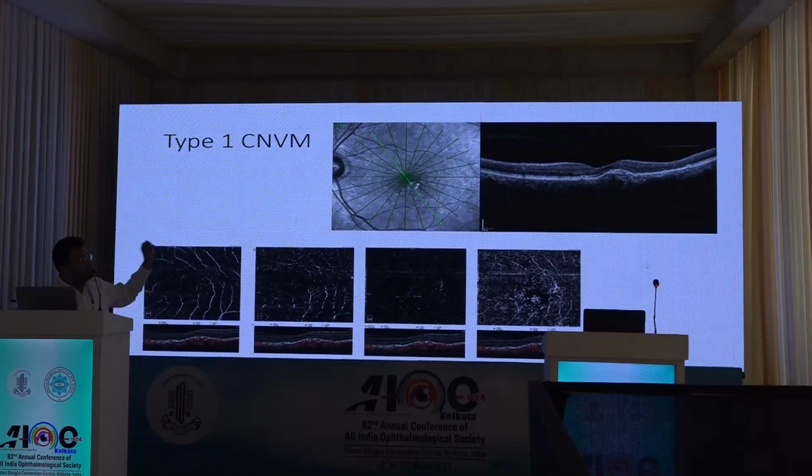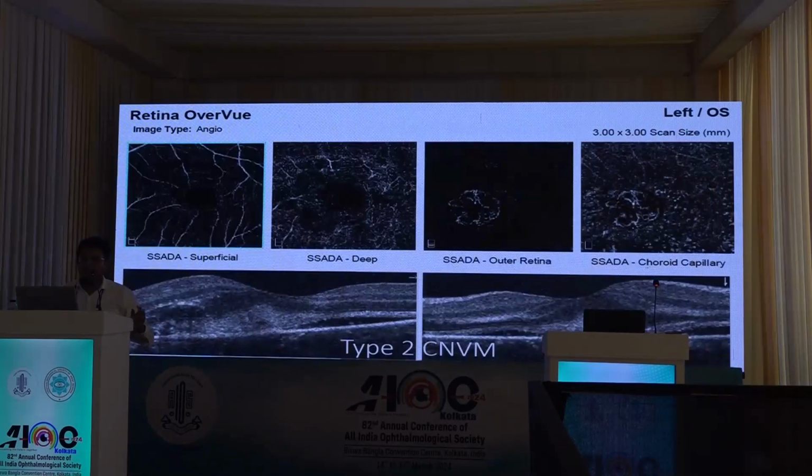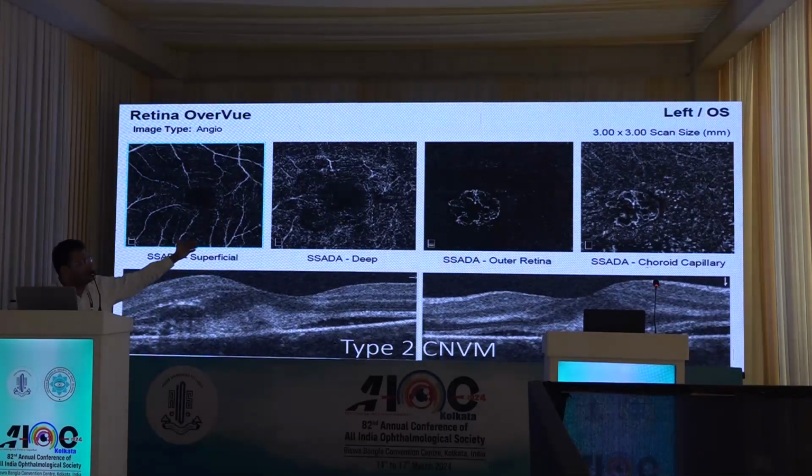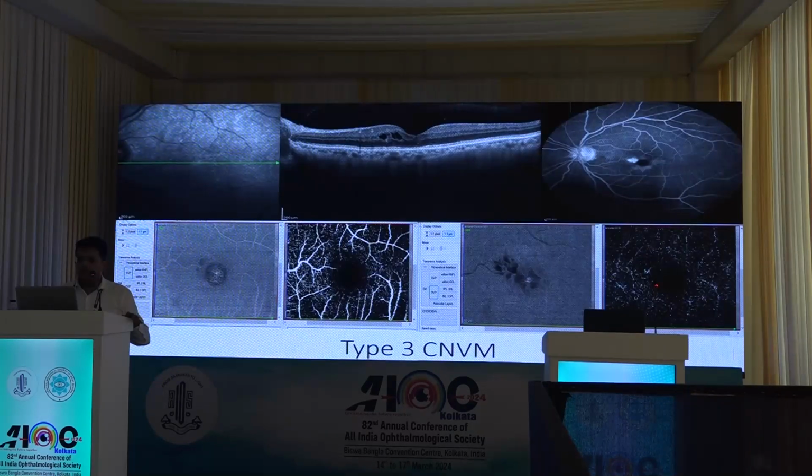Now let's look at the more important ones, which is the type 1 CNVM, which is located underneath the RPE. You can see in the choriocapillaris slab there is a front of neovascularization which is developing. And then when you look at the type 2 neovascularization, you can see that this neovascularization has entered into the subretinal space, and you can see that in the outer retinal slab. And finally, you have the type 3 neovascularization, which is called intraretinal neovascularization, which is seen in the deep capillary plexus. If you look very carefully, this is a very small front of new vessels, seen in the deep capillary plexus slab of the OCT angiography.